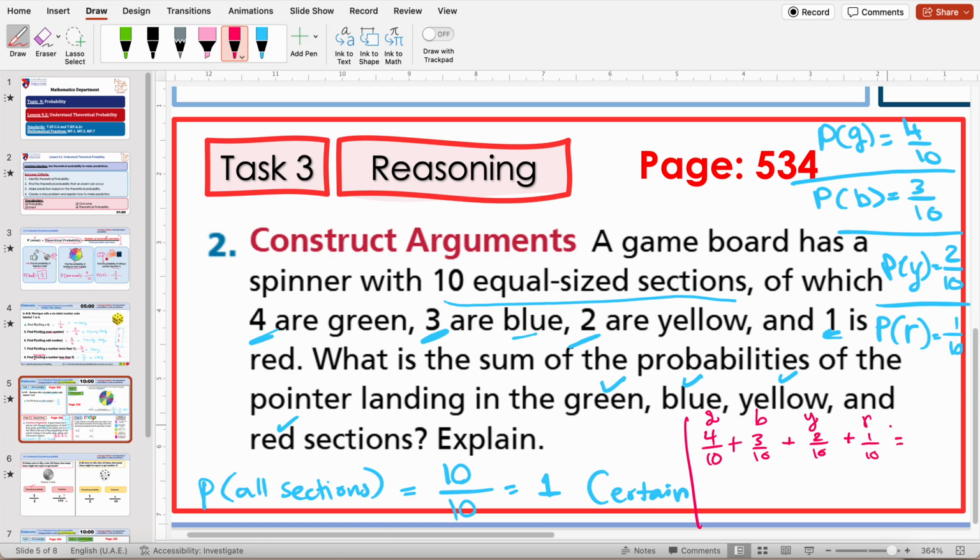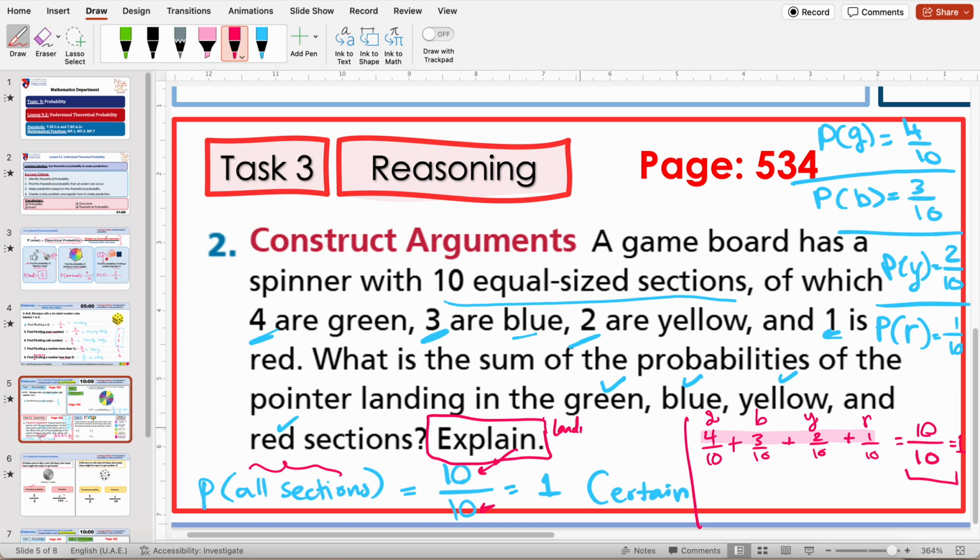Whenever we are adding fractions, we only add numerators, only. Okay? 4 plus 3 plus 2 plus 1 is basically 10 out of, we write the same denominator, 10, which equals 1. It's the same thing that we said here. So you either find them separately and you will find out that the probability of landing on all these is 10 out of 10, or you can do it by logic. You know that these are all the sections, they're asking for all the sections, so it's basically going to be all of them out of the total, which is the same thing. Basically you're asking for all the sections.